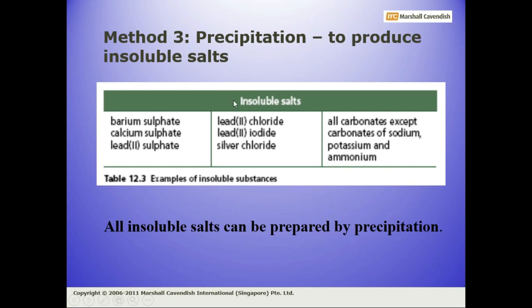So what type of salts are insoluble salts? Barium sulfate, calcium sulfate, lead 2 sulfate. Among sulfates, these three sulfates are insoluble. Among halides, lead 2 chloride, lead 2 iodide, silver chloride, these are insoluble. And among carbonates, only sodium, potassium and ammonium carbonates are soluble, and except these three, all carbonates are insoluble. So all insoluble salts can be prepared by precipitation.